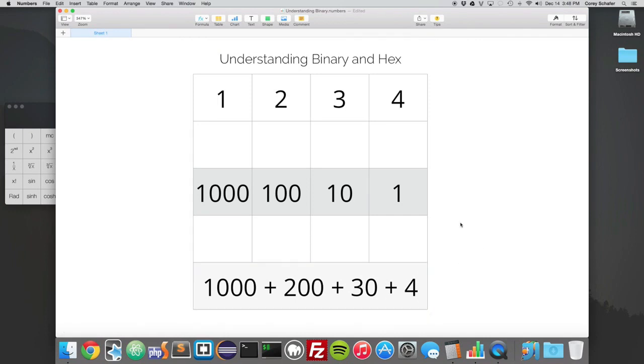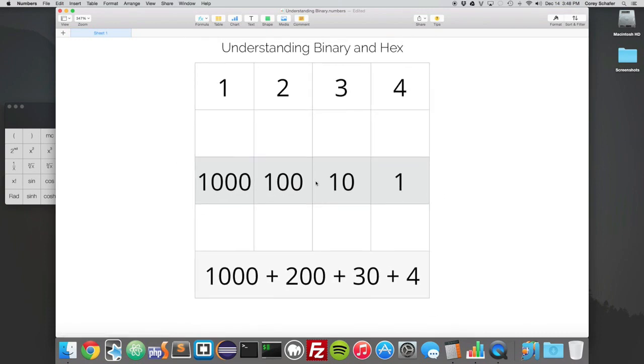Now, this might seem self-explanatory to you guys because you use it on a daily basis. But let me show you how it relates to understanding binary and hexadecimal. So our positions here, the thousands position, the hundreds position, and the ones, can actually be rewritten.